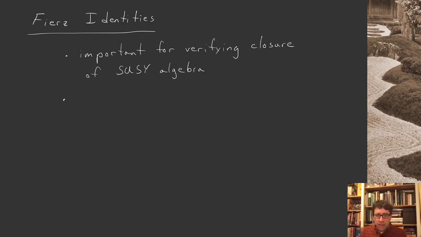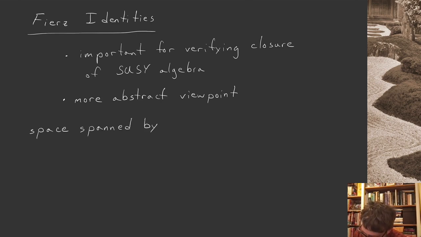To discuss these identities, we're going to need a slightly more abstract viewpoint than we've used so far with these gamma matrices and spinors. Up to this point, I've been talking about the gamma matrices as operators acting on the space of spinors. Now I want to think about the gamma matrices themselves as being basis elements in some larger vector space. So I want to think about the space spanned by the gamma mu.